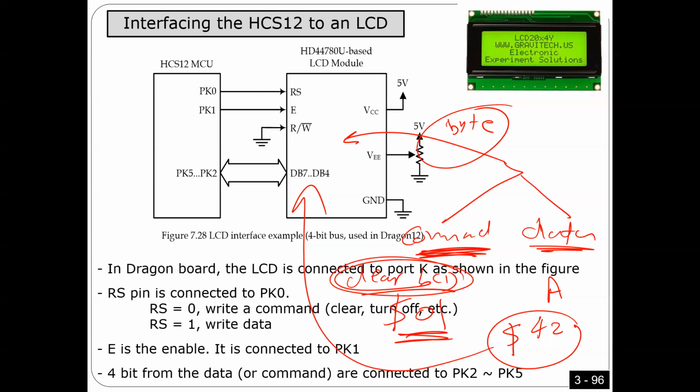Whatever, if you want to send a command, or if you want to display data, in both cases you have to send the byte to the LCD. Is that okay? And so the question is, when you send the byte to the LCD, how can the LCD know if this byte is data or command? You understand what I'm saying? Because some of the commands here are ASCII.